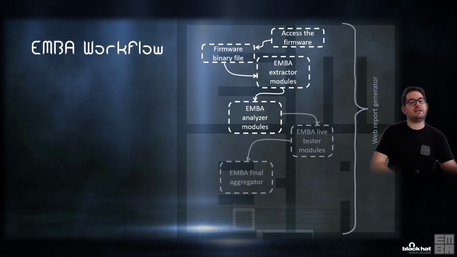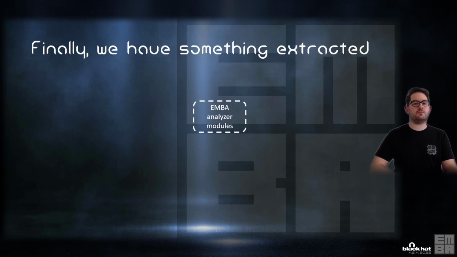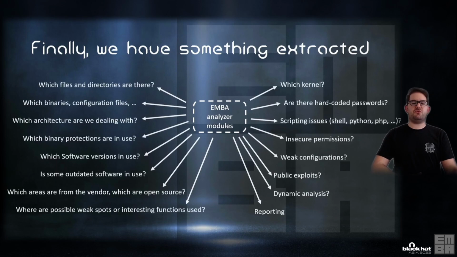And here we are in the next step. EMBA will now march through a large collection of different analysis modules. All the tools combined with the freshly extracted firmware allow us to do a deep analysis and answer any questions we have about the firmware. Which files are there? Which architectures? Which versions? Which parts from the vendor? Which kernel? Which issues are in the scripts? And much more. EMBA will answer your questions.